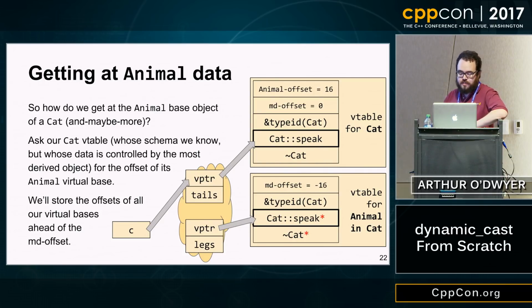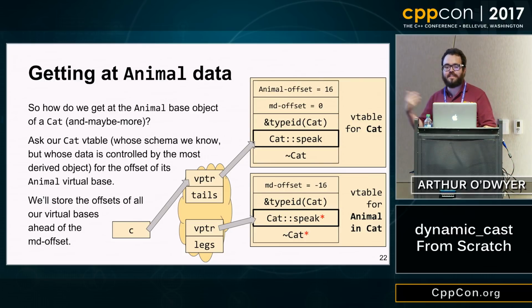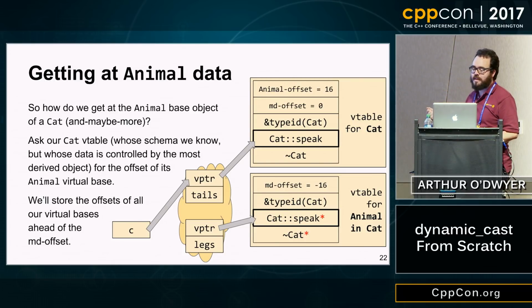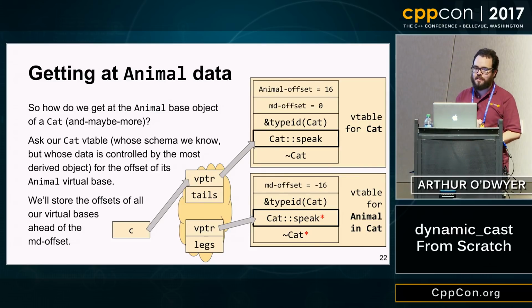And so what I have to do is I follow its v-pointer, and now I know statically that this is a cat. It's pointing to a vtable for a cat in something larger, possibly. And I know a cat has a virtual base of type animal. I know that it is present, I just want to know where it is. And so where do we put that? We put that in the vtable.